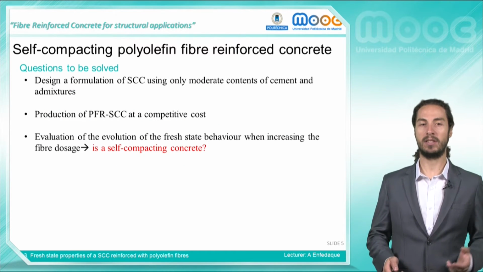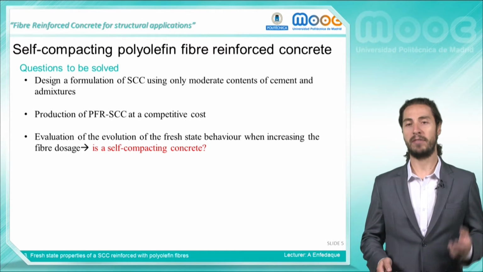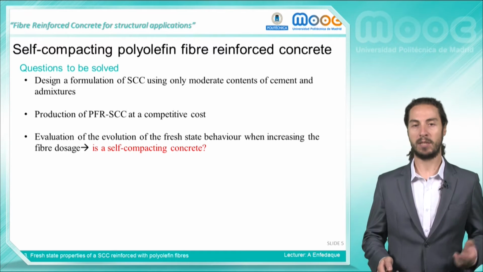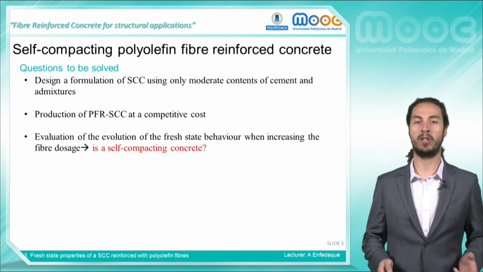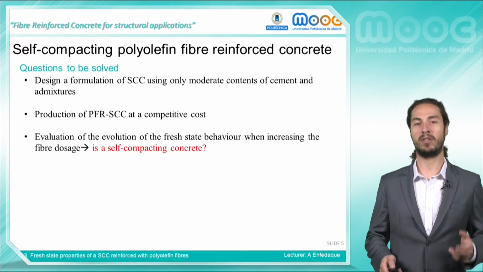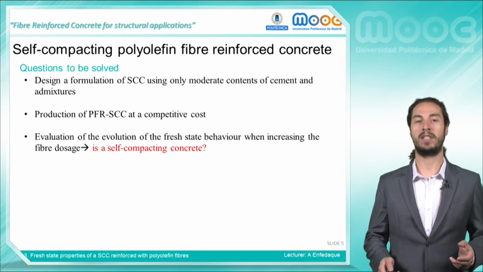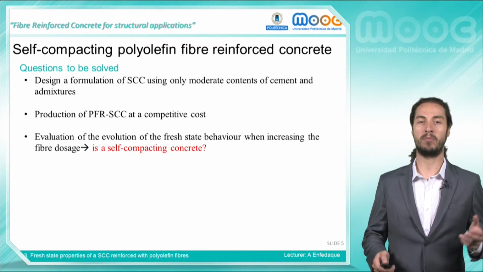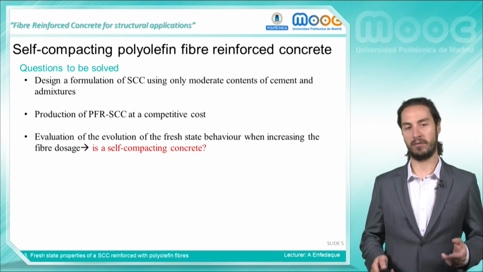Therefore, in this lesson, the first objective will be to show if it's possible to manufacture an SCC at a competitive cost. This process involves reducing the amount of cement used and the proportion of superplasticizer. Once this SCC at a competitive cost is obtained, the next step will be trying to maintain its astounding fresh state properties when adding a certain amount of fibers.